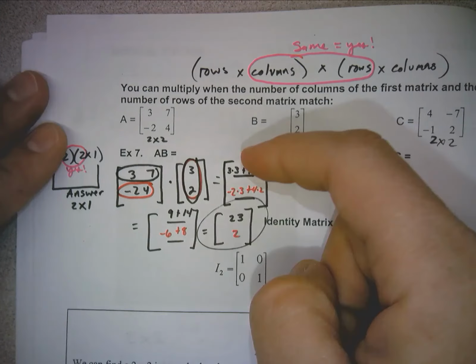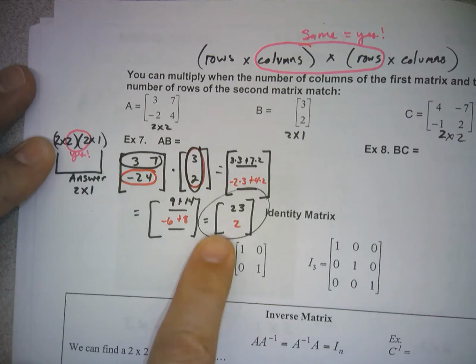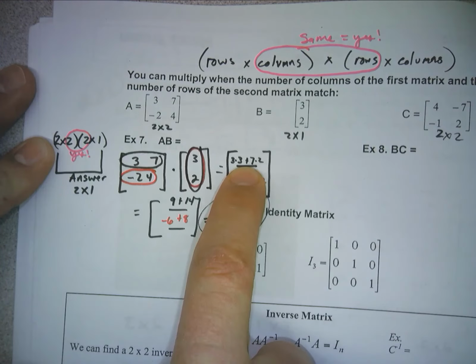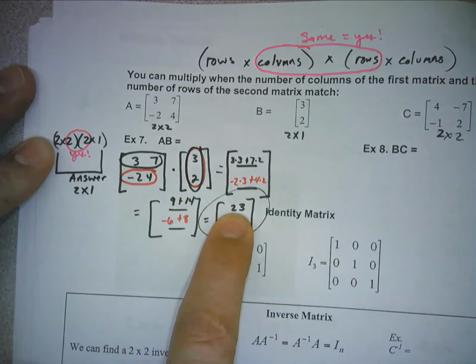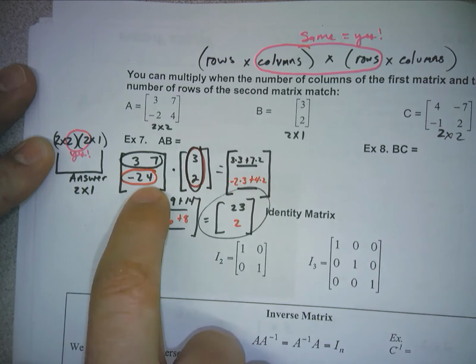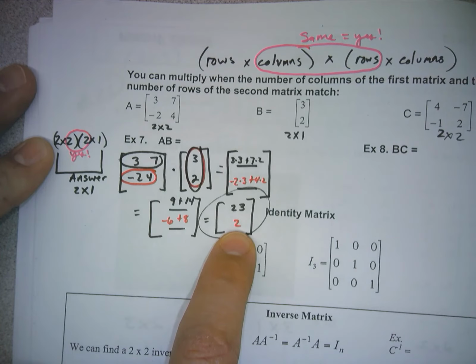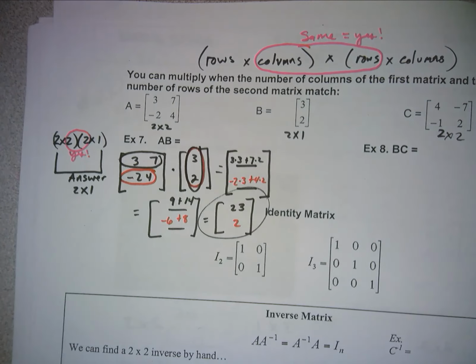So again, I know the size of it based on the outside numbers of the sizes. Row times column, add those numbers together. That gives me 23. If I want this second row, first column, I take the second row times the first column numbers, add them together, and I get my number. Okay? All right, so that's how you do it by hand, right?